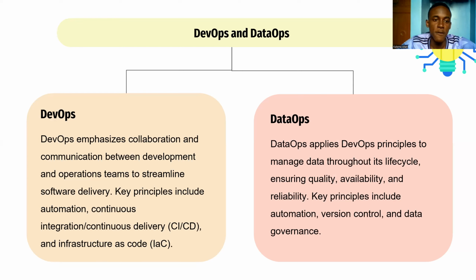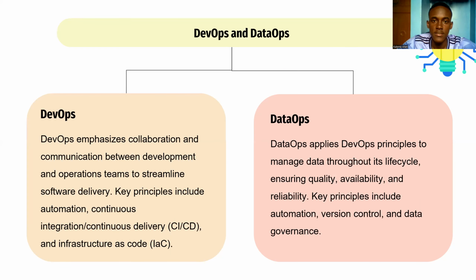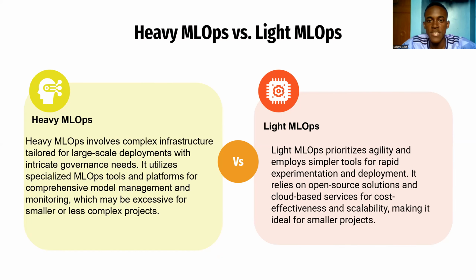DevOps and DataOps. DevOps simply emphasizes collaboration and communication between development and operations teams to streamline software delivery, while DataOps applies DevOps principles to manage data throughout the life cycle. And we are going to talk about heavy MLOps and light machine learning operations.